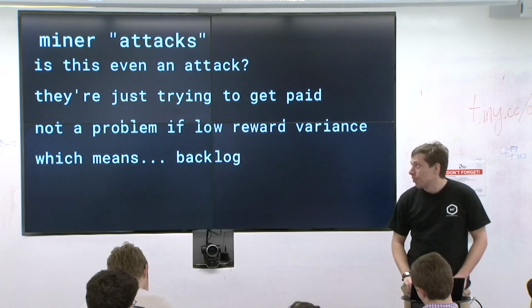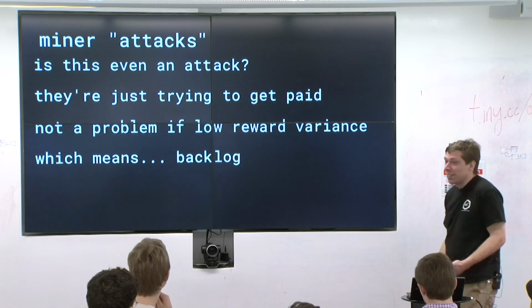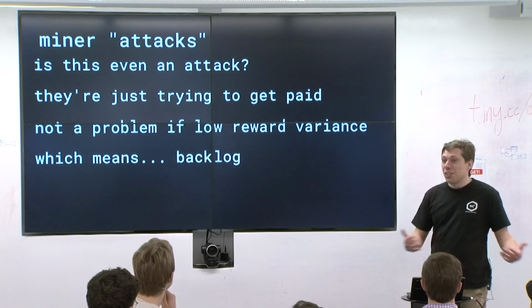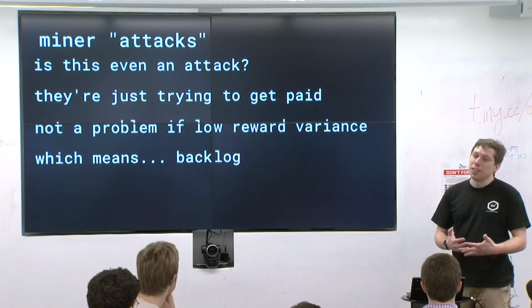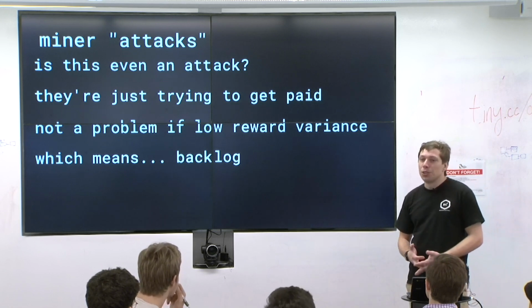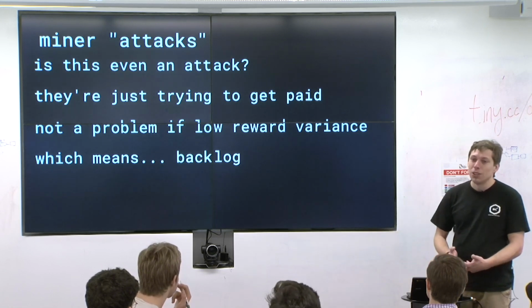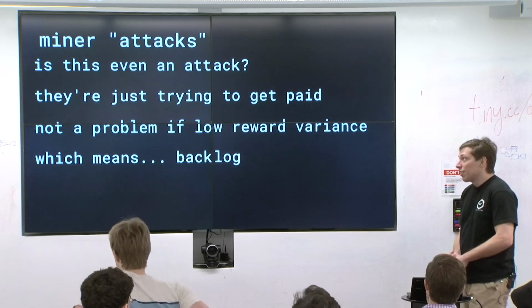Yeah. So the question: is this an attack? Seems like they're just trying to get paid, right? The whole idea is you're not trusting the miners. You're just assuming that they're acting in their economic interests. To some extent, you could say, well, if they keep doing this, they reduce the utility of Bitcoin, and so it's bad for their holdings. Yeah, maybe, but it looks dangerous, right?